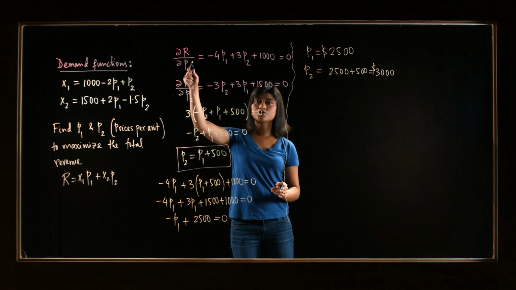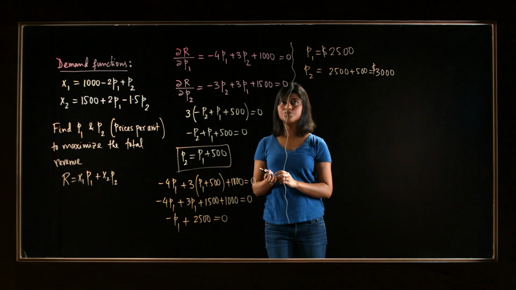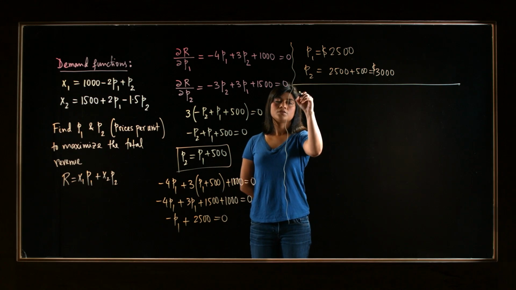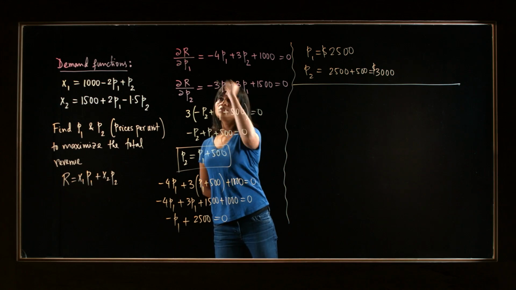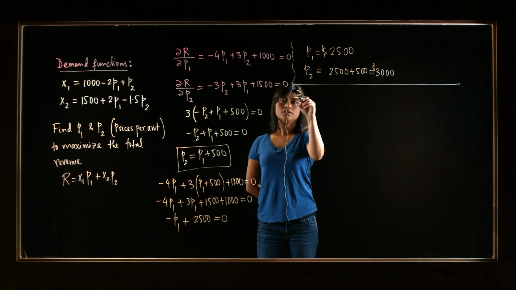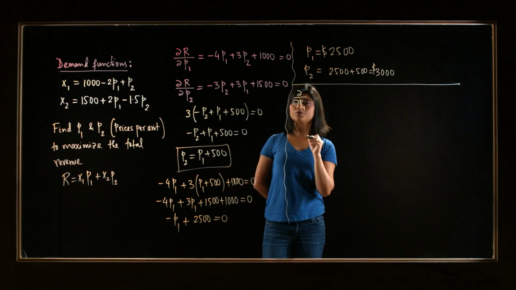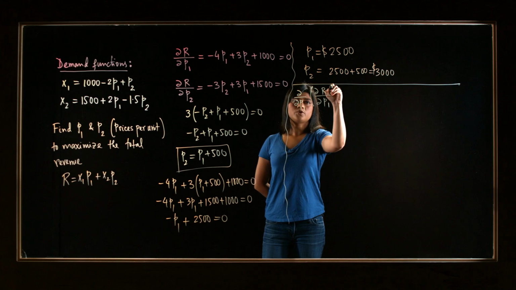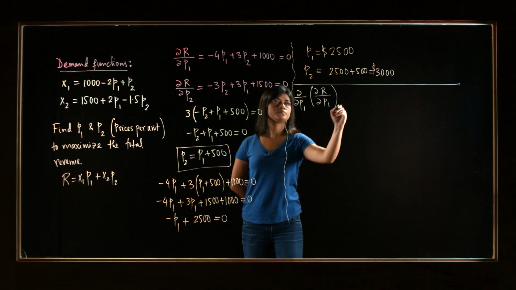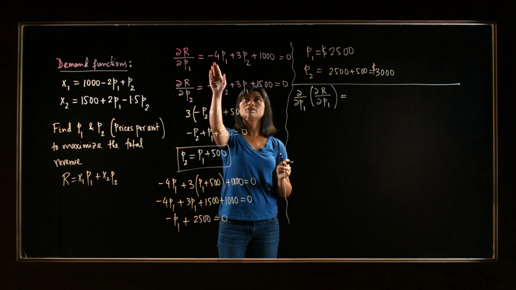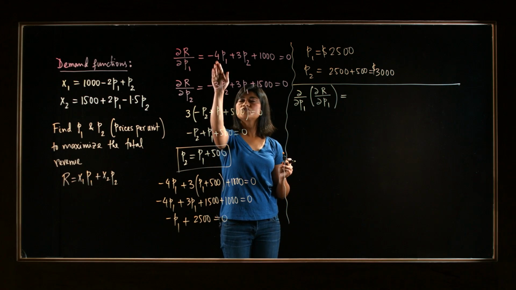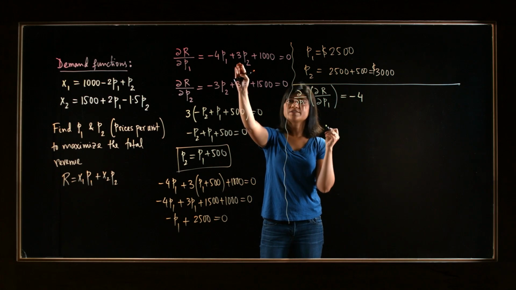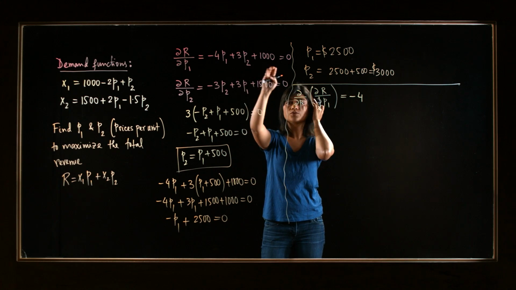We already have the first partial derivatives. Now all we need to do is compute the partial with respect to p1 of the first partial derivative with respect to p1. So let's look here. There are 3 terms, and the first term has p1. The derivative is negative 4. The derivative of the second term is 0. The third term is 0 because they are both constants.